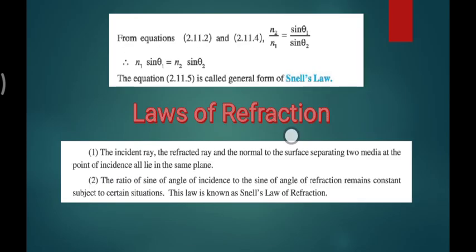Second, the ratio of the sine of the angle of incidence to the sine of the angle of refraction is always constant. In such situations the law of refraction says it remains a constant, and this is Snell's law of refraction. What is the second rule? The ratio of sine of incident angle to sine of refracting angle is always constant, which is nothing but the refractive index of the respective mediums. It is nothing but Snell's law.